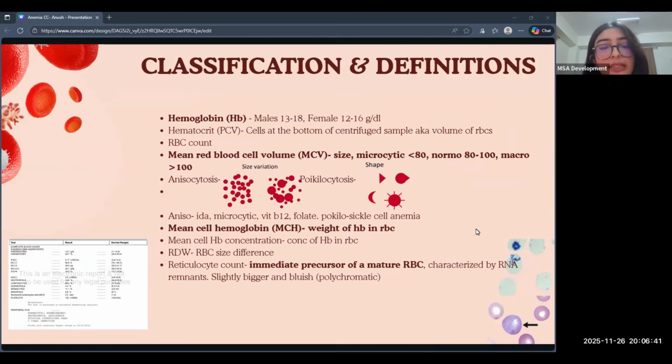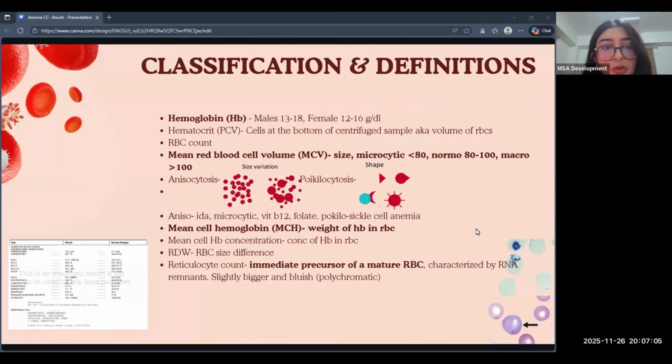So what do we look at first? We look at the RBC characteristics. We want to know the hemoglobin, which is very important. I've added the normal ranges, but Dr. Rehan said that they'll be provided in the exam. Then we look at the mean red blood cell volume, which is MCV. That basically means the size: if it's microcytic, it's small, or if it's macrocytic, it's big.